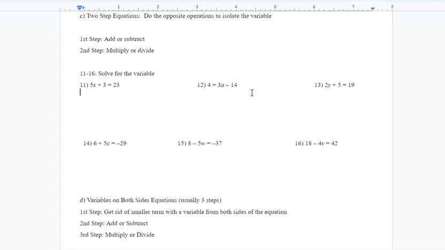I need to find a kind of handwriting app on this computer. I used to have one. So I would add 14 to both sides. That would make it say 18 equals 3a. All right. And then I would divide both sides by 3. You end up with the answer of 6 is a. All right. That's how you do really all these 11 through 16.